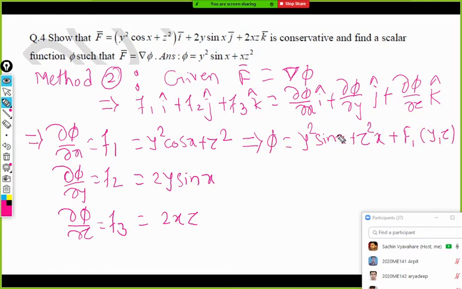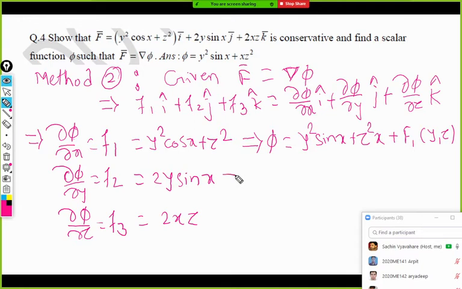Now why this f1 of yz, again I will explain. Let us differentiate this phi with respect to x. Dou phi by dou x is equal to y square cos x plus z square plus the derivative of f1 of yz with respect to x, which is 0. So this is a constant when you integrate with respect to x. This is actually a general solution when you integrate a partial equation. That is the only difference, and now you will get the answers.